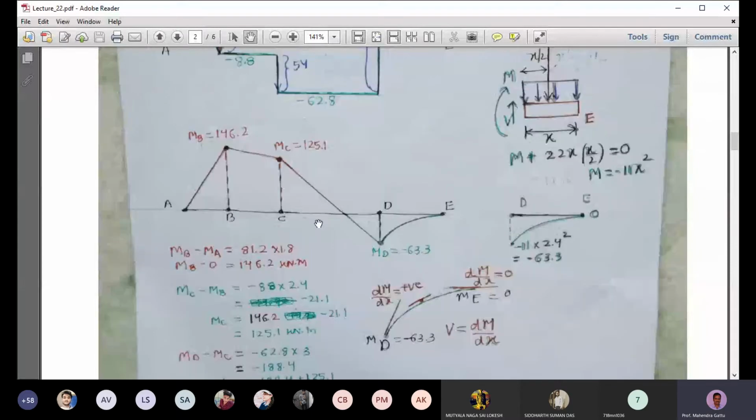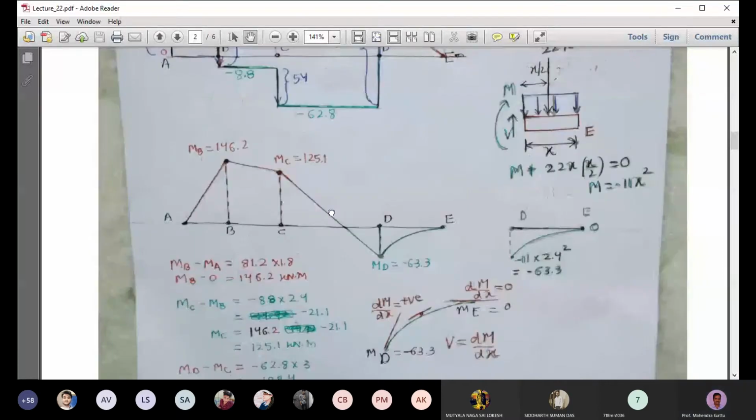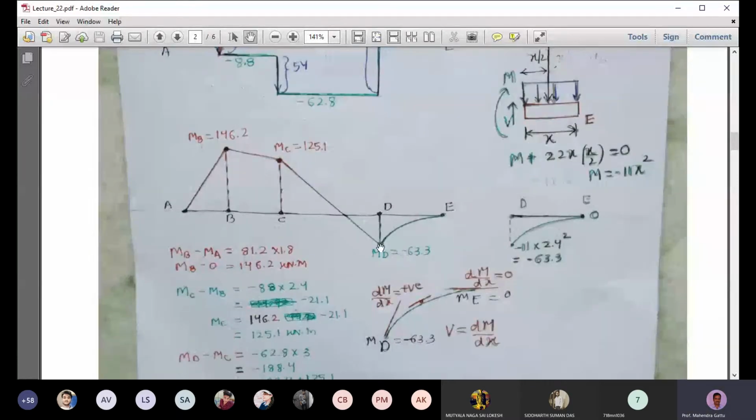Again, how do you join these points MC and MD? Because the slope of the bending moment diagram is the shear force, which is constant, we have to draw a straight line, and obviously it will have a negative slope. So we have now found out the MD value.